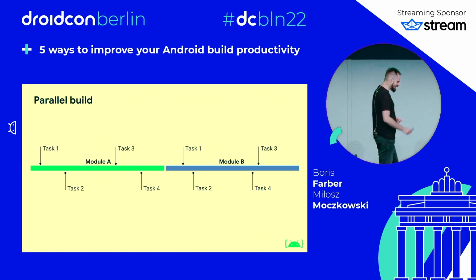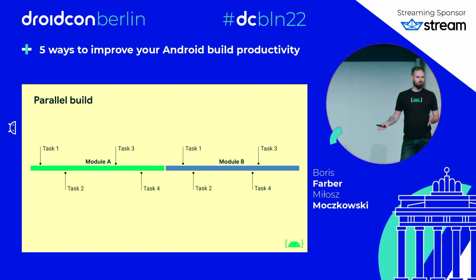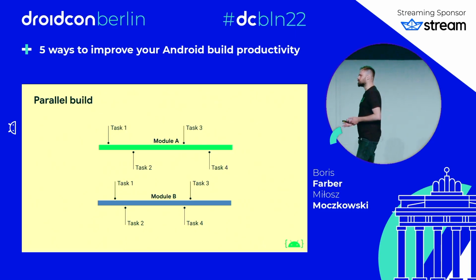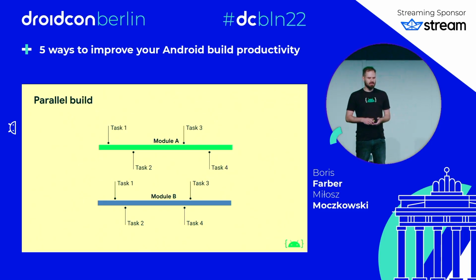We can take this up a notch with the parallel build functionality. With a default configuration, Gradle can only run a single task at a time. With the parallel build feature enabled, Gradle can run multiple tasks at the same time as long as they are in different modules. In a multi-module application, we can leverage this to build modules simultaneously.